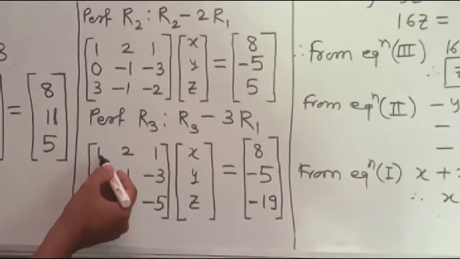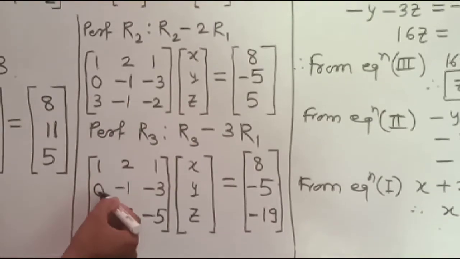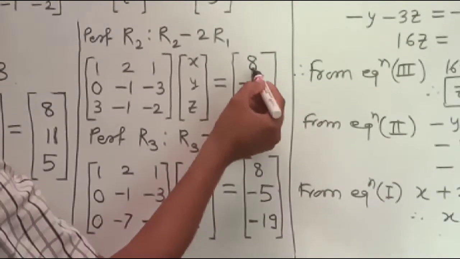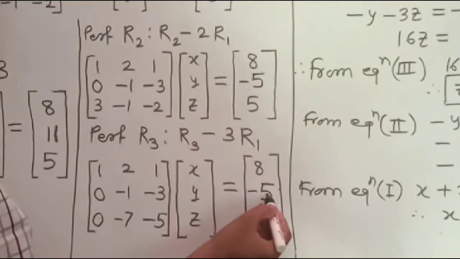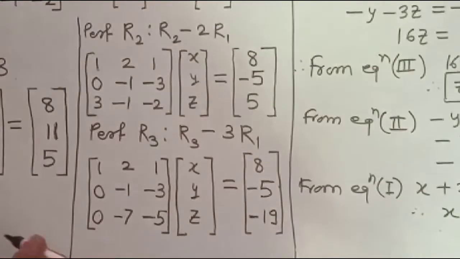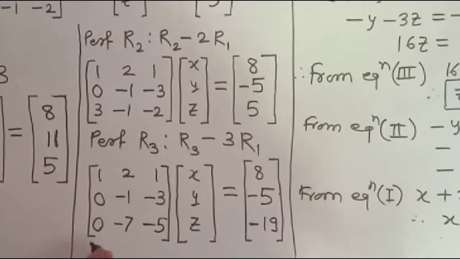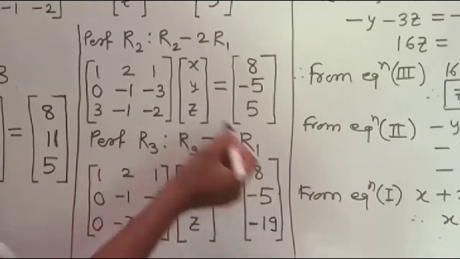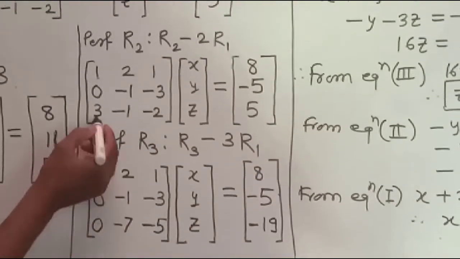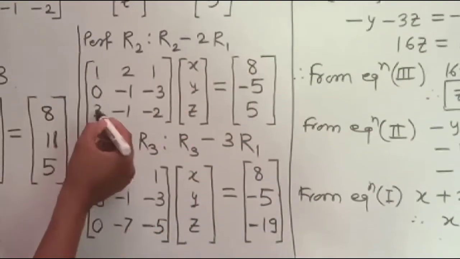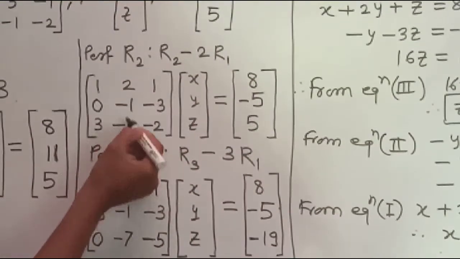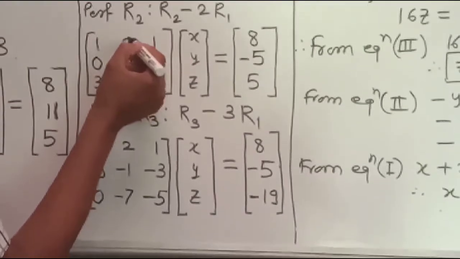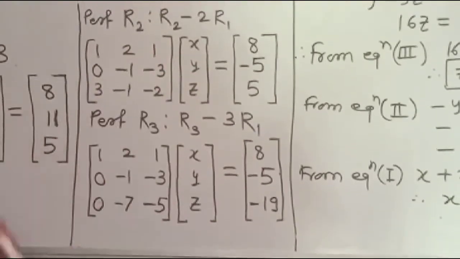So I write R1 is 1 2 1, R2 is 0 minus 1 minus 3, in the right hand side also. Here R1 is 8, R2 is minus 5. Now we change R3 using the transformation R3 such that R3 minus 3R1. So we multiply this R1 by 3. So 3 minus 3, 0. Minus 1 minus 2 into 3, that means 6. Minus 1 minus 6 is minus 7.